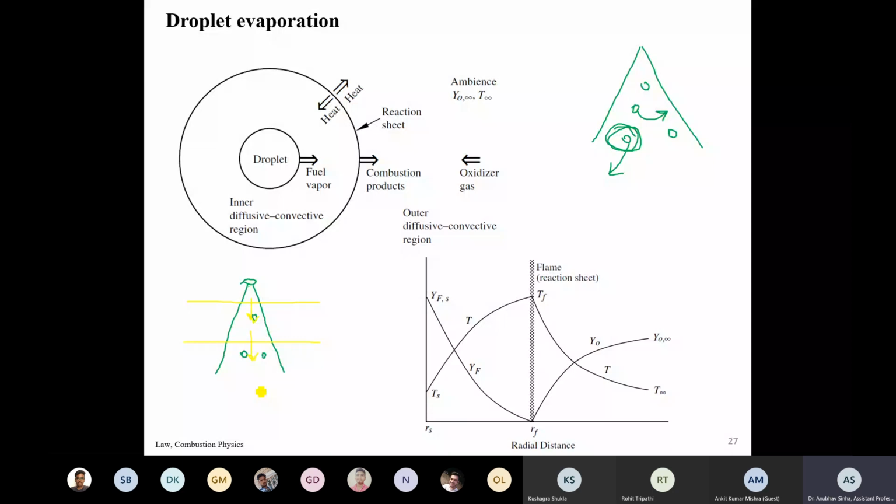But as you have correctly pointed out, Lagrangian means that I will follow each particle. My frame of reference is this particle. I will follow the particle and see where it goes. So droplet evaporation is where we are following this one droplet. Now let us look at what happened with the droplet.